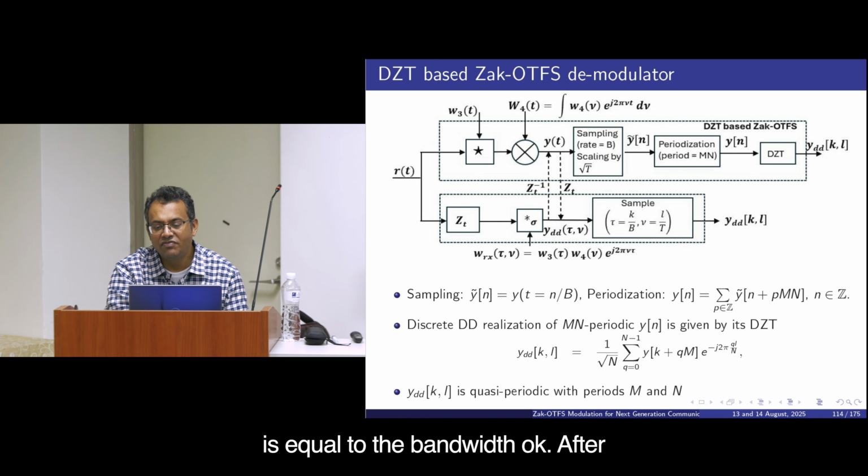reason is because the discrete Zak transform of any periodic signal, any MN periodic signal, is always quasi periodic with period M along the delay and period capital N along Doppler. That is a mathematical result. So, therefore, this y_dd[k,l] is quasi periodic, it is repeating with M and N. So, there is no need to calculate y_dd[k,l] for all infinitely many k's and l's. Is that okay? I will come to the proof later, but I just wanted to give you some idea. Here, this is the proof.